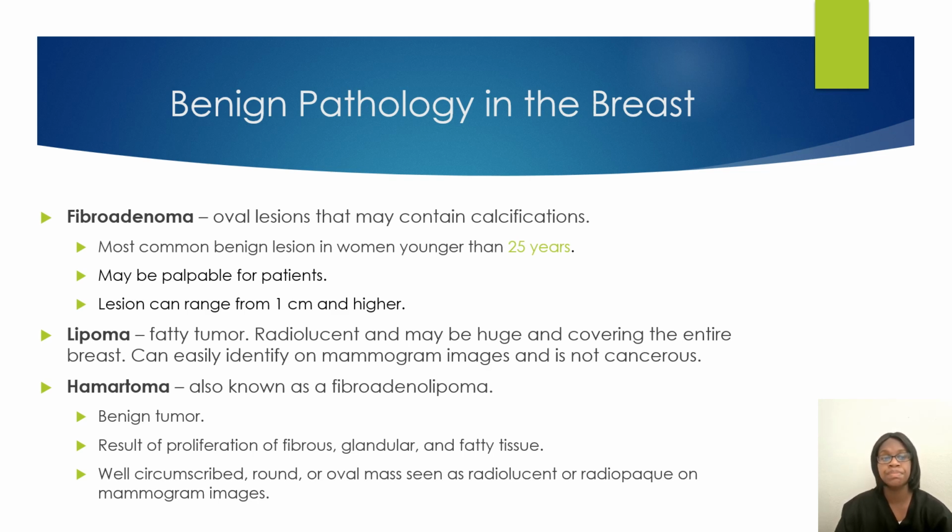just to be sure. Your lipoma is a fatty tumor, radiolucent, and may be huge and cover the entire breast. You can easily identify this on the mammogram images, and it is not cancerous. Your hamartoma, which is also known as a fibroadenolipoma, is a benign tumor. It is a well circumscribed, round or oval mass. It can be seen as radiolucent or radiopaque on mammogram images.